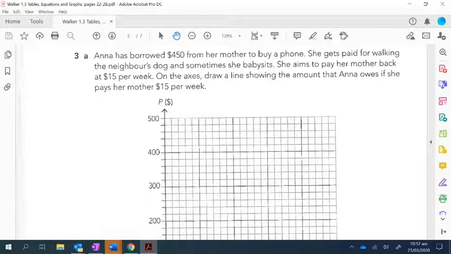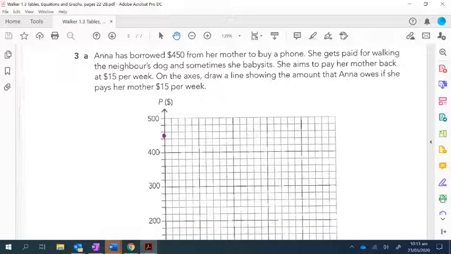Anna has borrowed $450 from her mother to buy a phone. She gets paid for walking the neighbor's dog, and sometimes she babysits. She aims to pay her mother back at $15 per week. On the axes, draw a line showing the amount that Anna owes if she pays her mother $15 per week. So she starts with 450. So she starts owing how much money? $450. So it's right there.